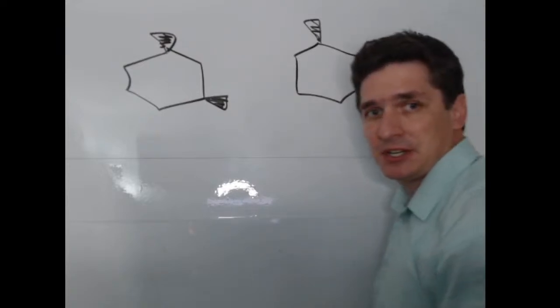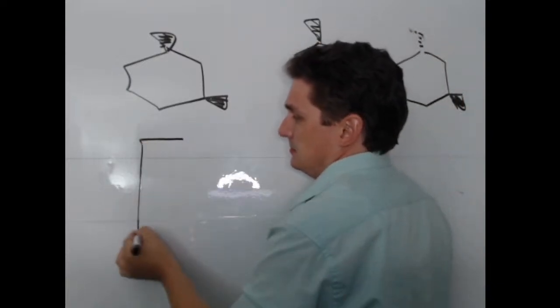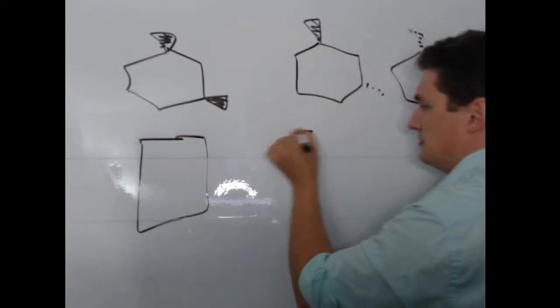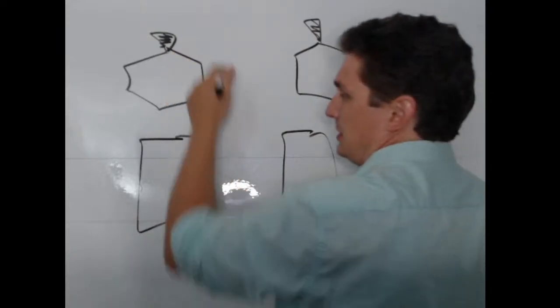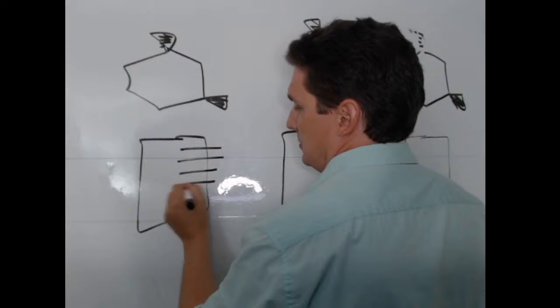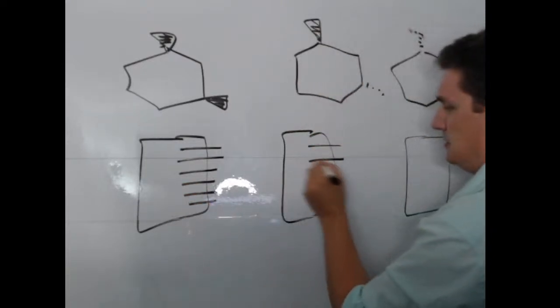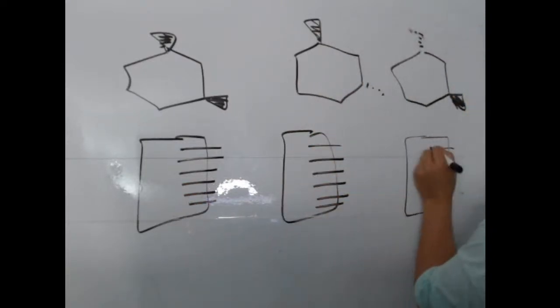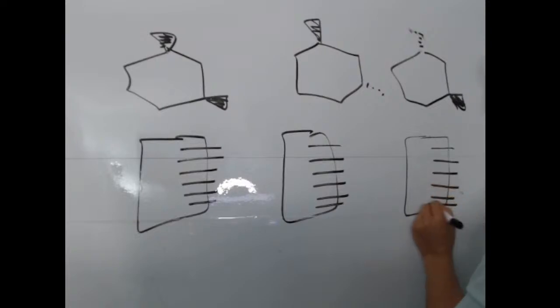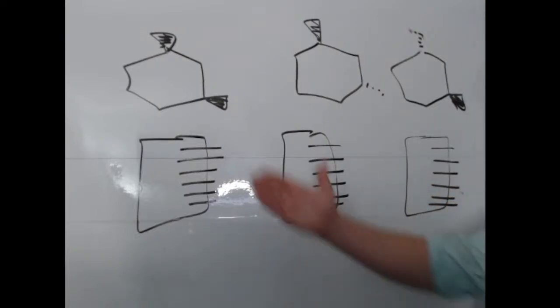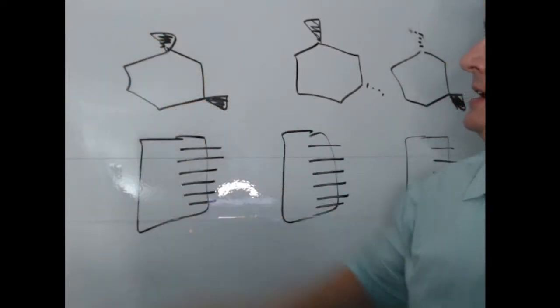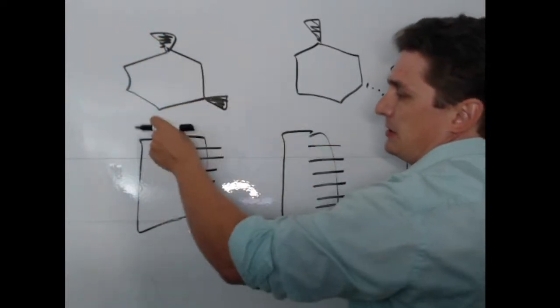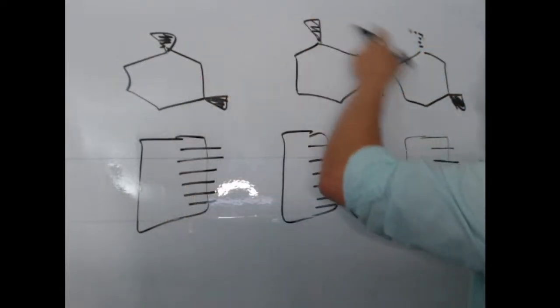To draw the Fischer projection for rings, start with a box. And then you draw a line for each carbon. So 1, 2, 3, 4, 5, 6. Now, traditionally the way I draw them is I take the ring and I turn it to the left. And so everything that is a wedge is going to appear on the left side of the Fischer projection. Everything that is a dash appears on the right side.